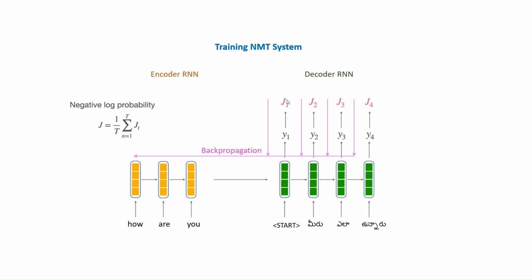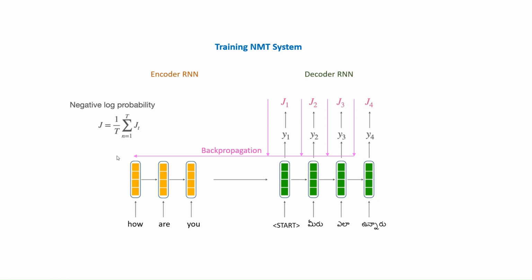So after producing the first word y1 and calculating the error J1, we feed back the actual word miru to the next hidden state, and we don't feed the same output y1 to the next hidden state. Please remember this point. We continue this process and calculate the next prediction y2, and the error J2 is calculated for the second word, and we backpropagate till the beginning. This is how the training of the NMT system works.